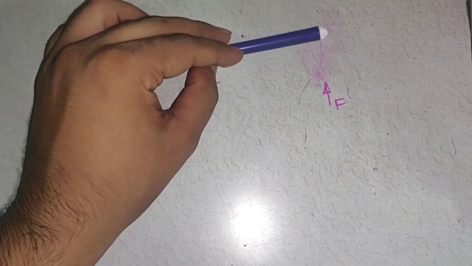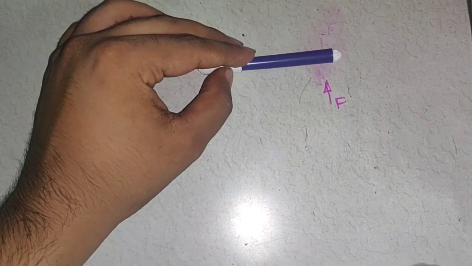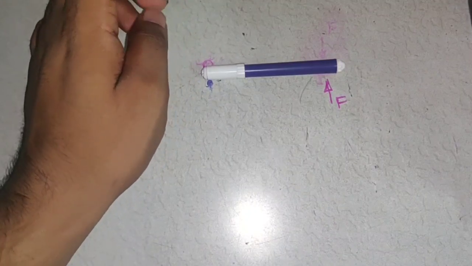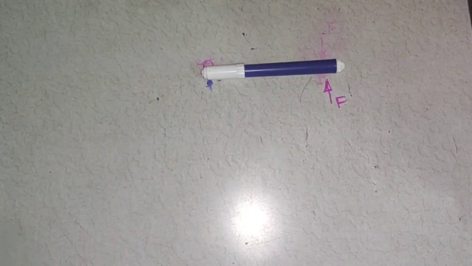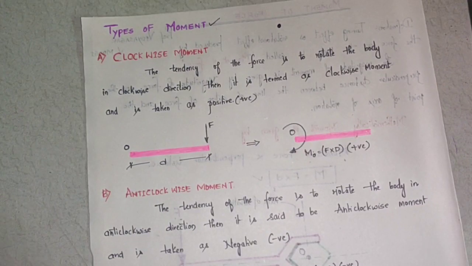The magnitude of force acting is the same, but the direction of force is changing the direction of rotation of the object about the same point, right? So based on how the force is acting, we classify moment into two types. Those are clockwise moment and anti-clockwise moment.